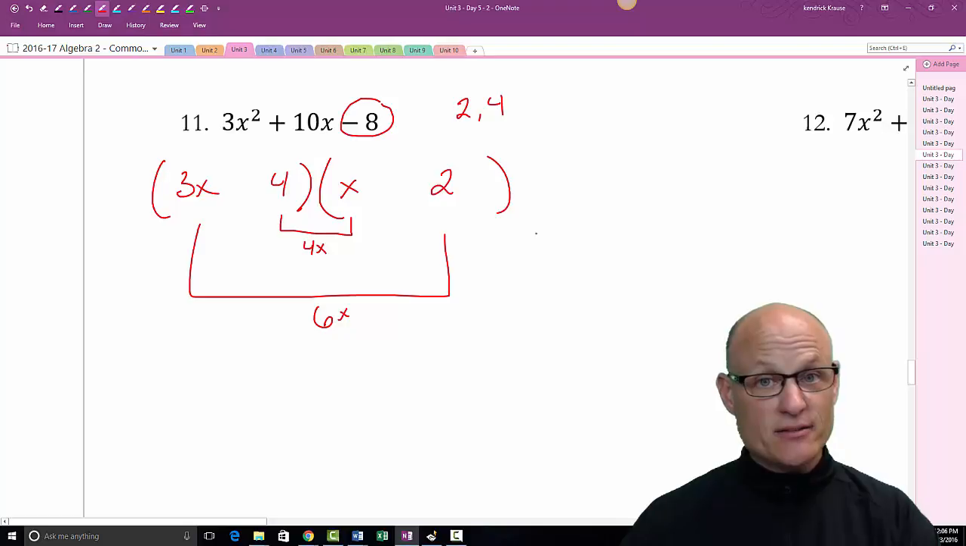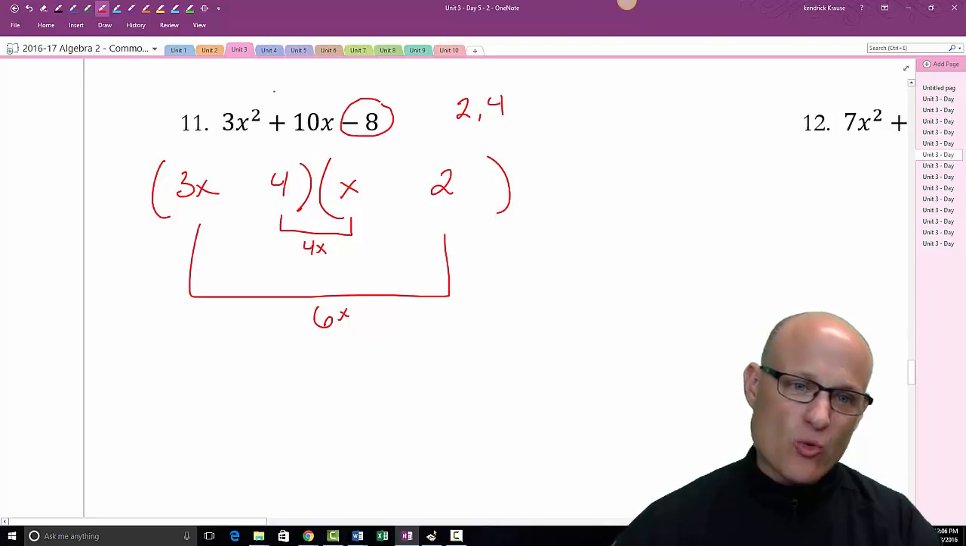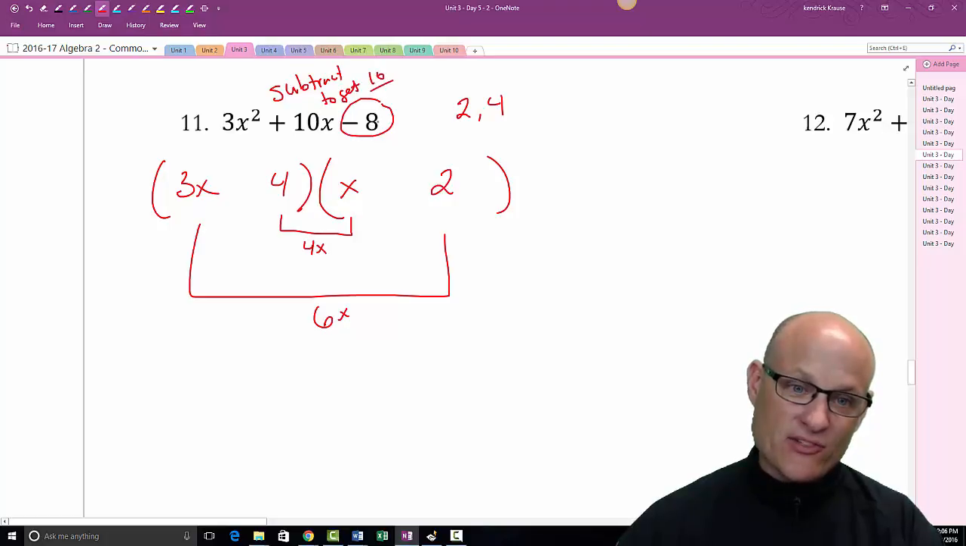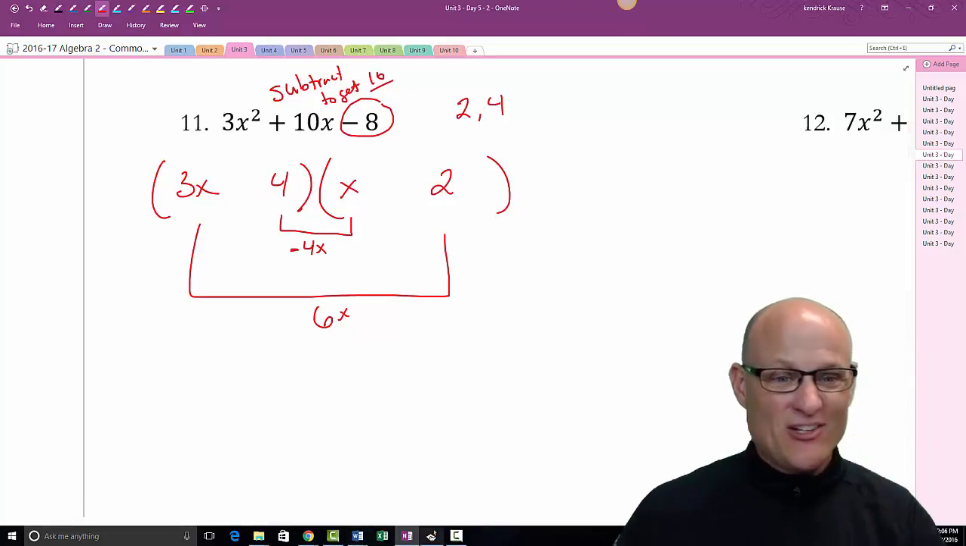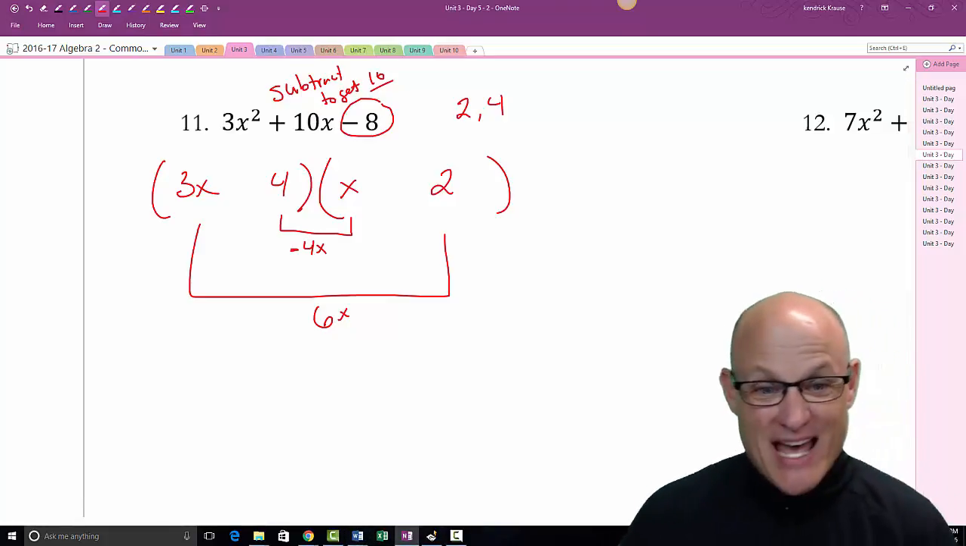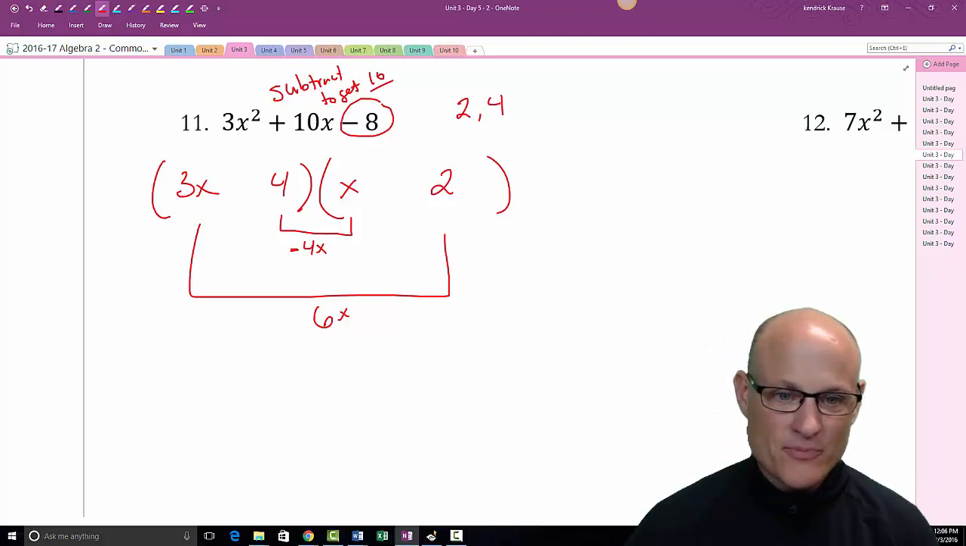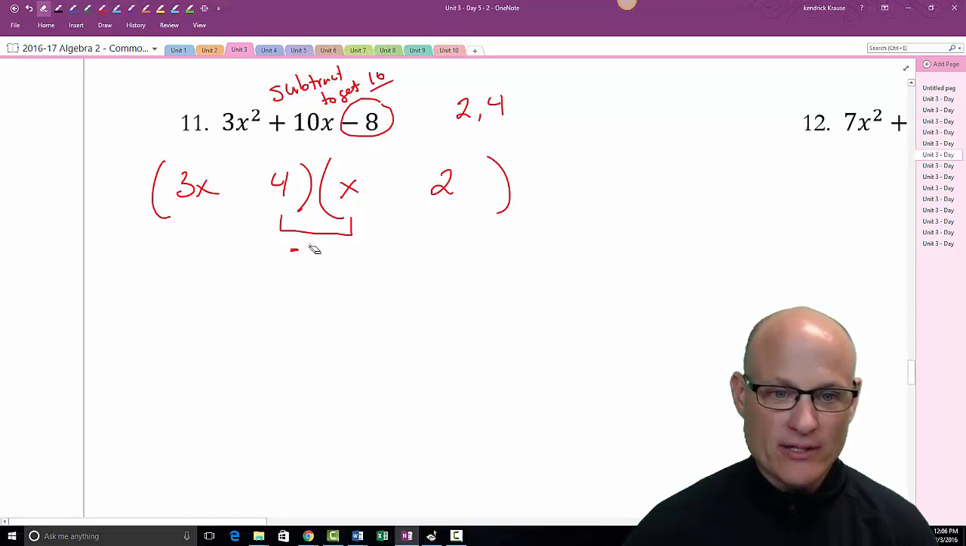I'm done, right? Oh, you mean they have to subtract to get 10. Right? Because this is negative. One of these has to be positive. One of them has to be negative. So those don't subtract to give you 10. Those subtract to give you 2. So that's not going to work. So apparently that wasn't right.